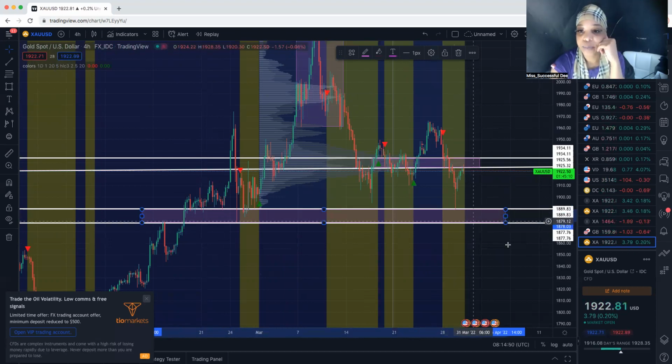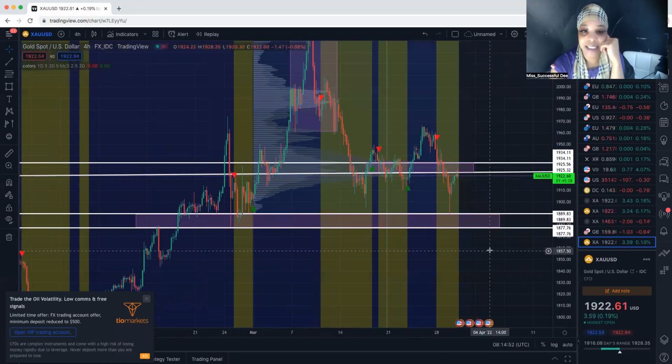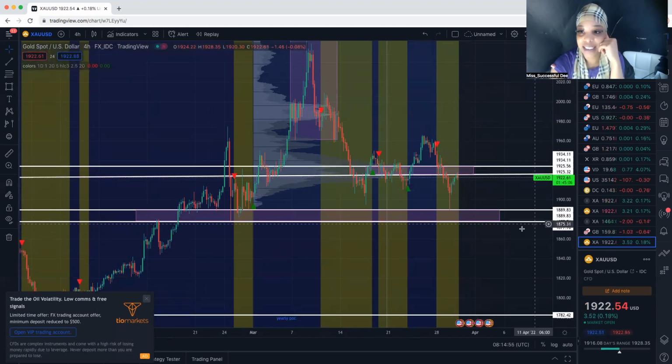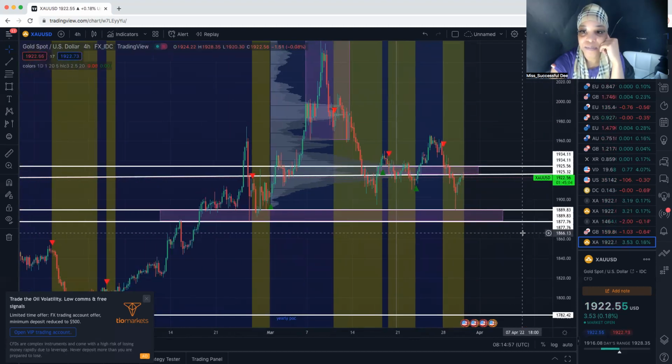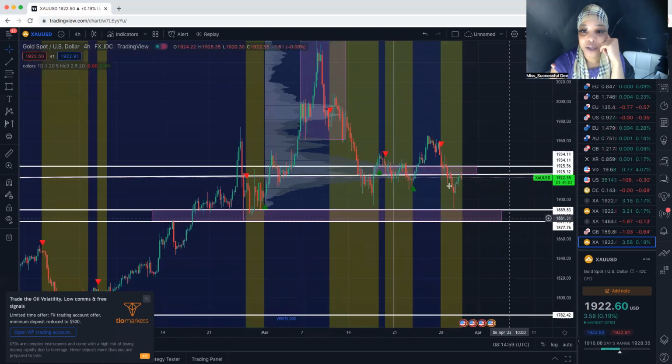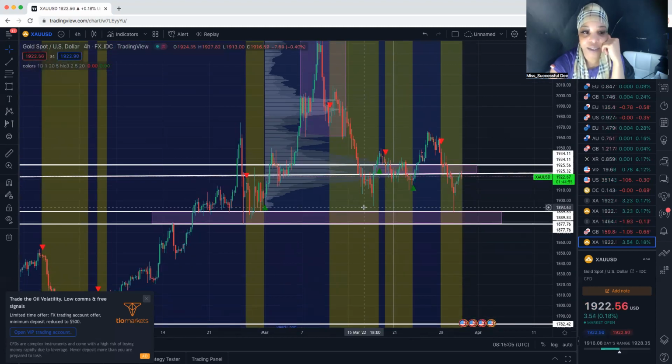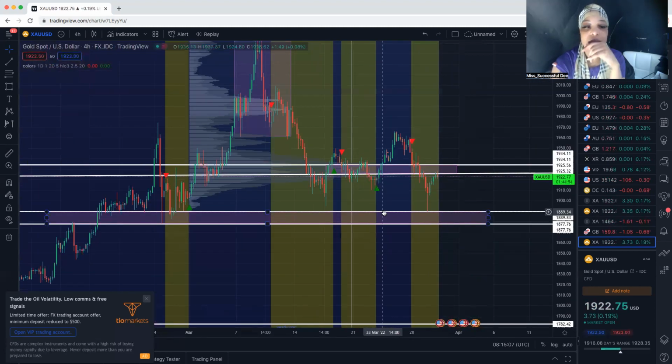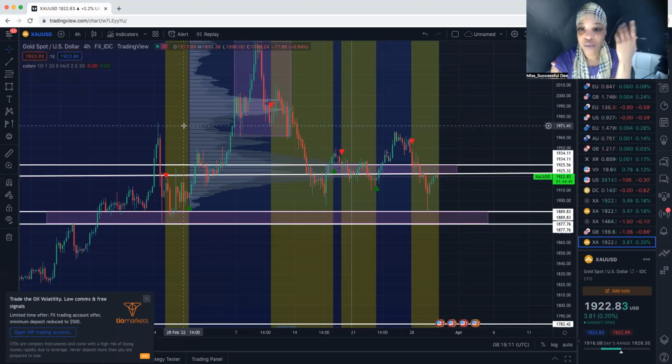So this is how I analyze the charts. This is how I'm learning to analyze the charts at the moment. So if you got in on that wick, you would have been in some deep profits right now. But yeah, guys, I just wanted to show you the point of control.